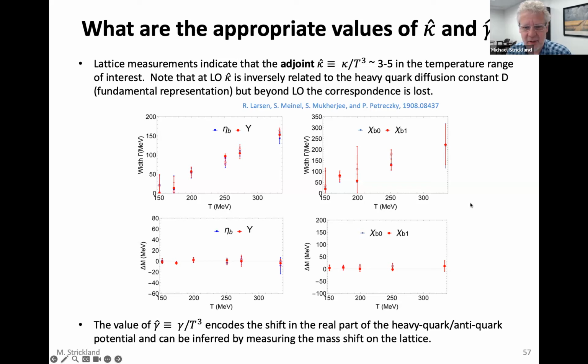It's consistent with zero. So this, if true, and nobody has proven that they've done something wrong here, this means that essentially the old Matsui-Satz picture has been thrown out. There is no Debye screening. There is no mass shift. It's all in the width.